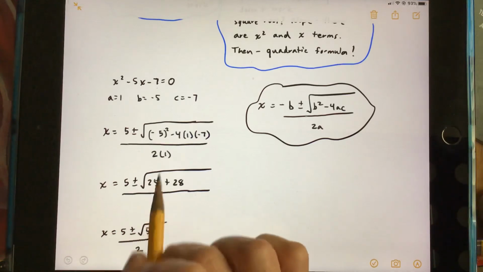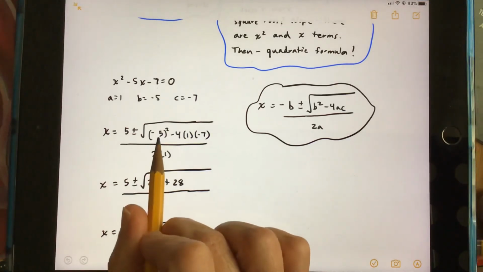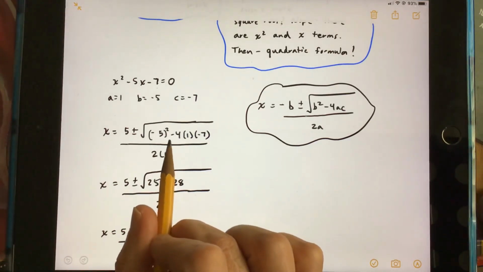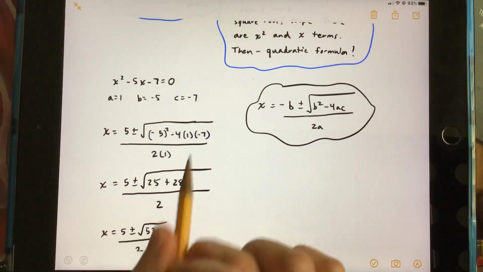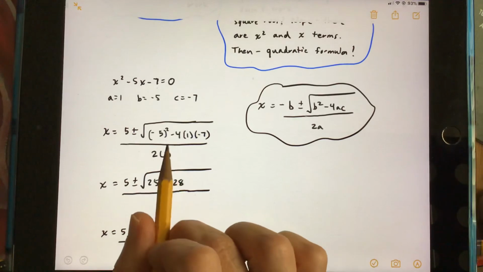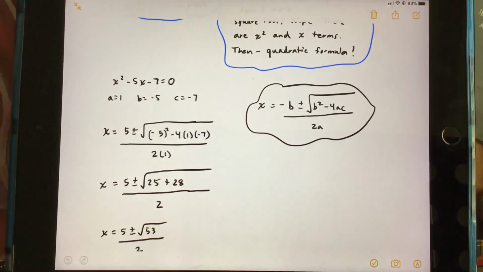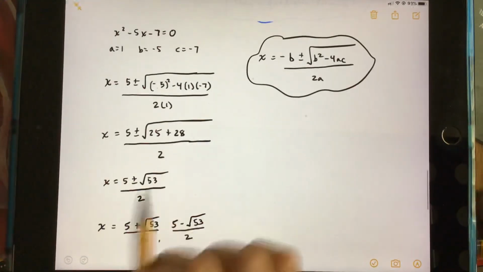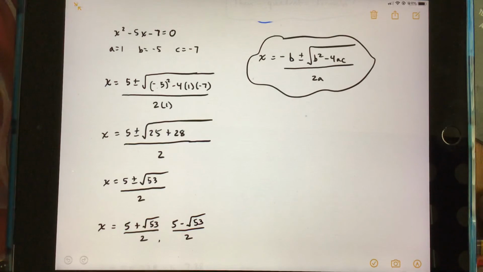And now we're going to simplify that. 2 times 1 is 2. Negative 5 squared is 25, and 4 times 1 times 7 is 28. We have a negative and a minus sign, so together that's going to be plus. If you have an even number of minus and negative signs, it's plus. If you have an odd number of negative and minus signs, it would be minus. Okay, so now we simplify 25 plus 28, and we have 53.